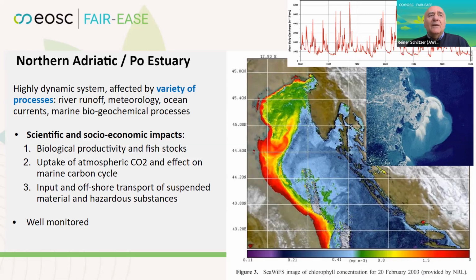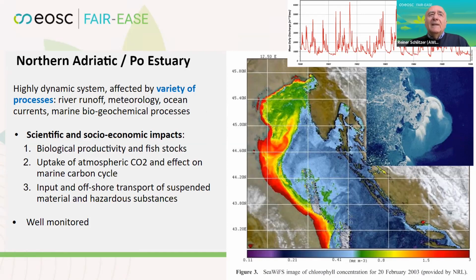Second one, uptake of atmospheric CO2 and the effect on the carbon cycle, atmospheric, but also ocean. And third, I have listed the importance of transport of suspended materials, but also hazardous substances that can come in by rivers and then are taken over by ocean circulation. And the fate of these substances depends on both how much is coming from the rivers and at what time, and then what are the currents in the ocean system that will distribute them.